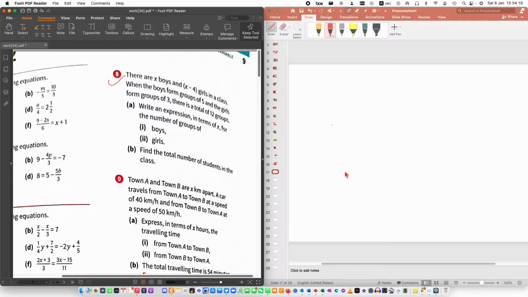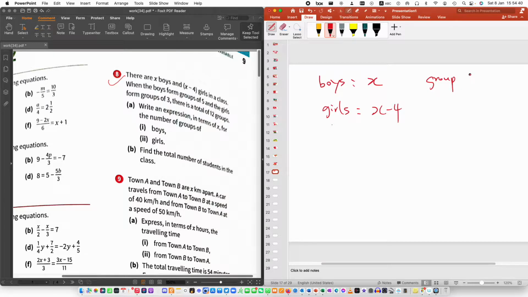Yeah, question 8. Of course you need to understand the question. It says there are x boys and then girls. When the boys form groups of 5, so this is groups of 5. Then the girls form groups of 3.